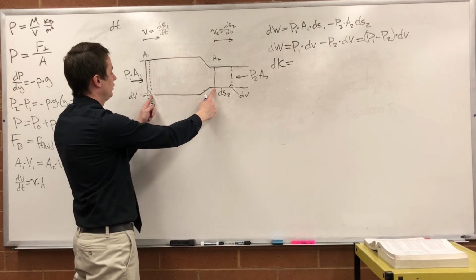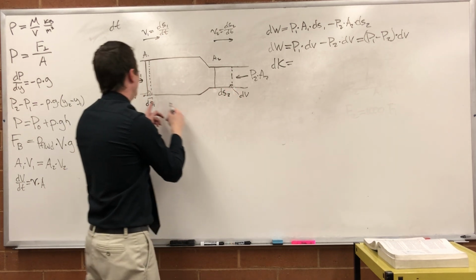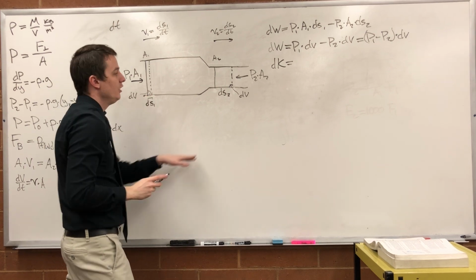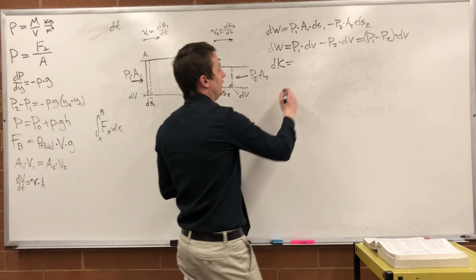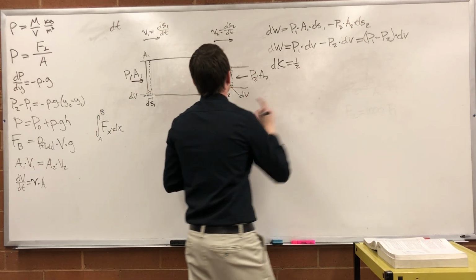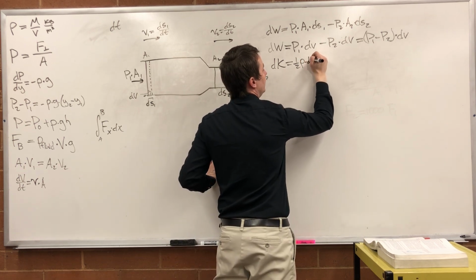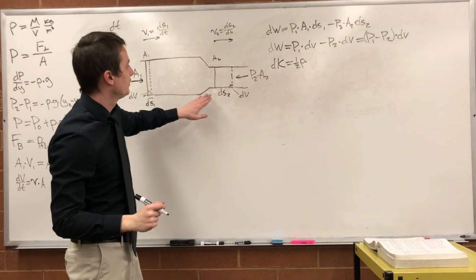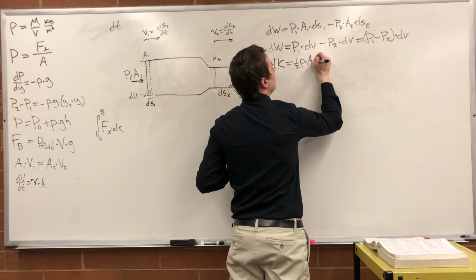So when we're calculating the change in kinetic energy, we gain whatever kinetic energy this portion of water has, and we lose whatever kinetic energy this portion of water has. Okay. So the kinetic energy of this portion of water is going to be 1/2 times the mass of this portion of water, which we can say is rho times dV. Well, we'll be more explicit than that. Is rho times A2 times ds2.